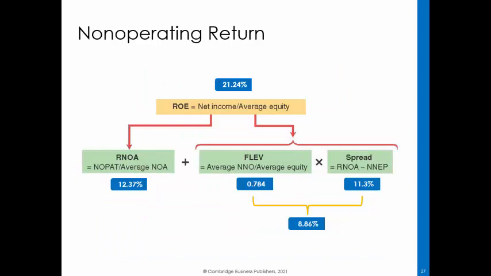This slide illustrates Boston Scientific's return on equity broken down into the return on net operating assets of 12.37% plus financial leverage of 0.784 times the spread of 11.3%. The slide shows the benefit of financial leverage to the non-operating return of Boston Scientific of 8.86%.